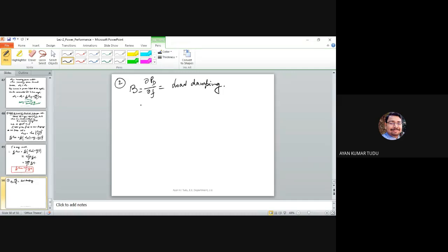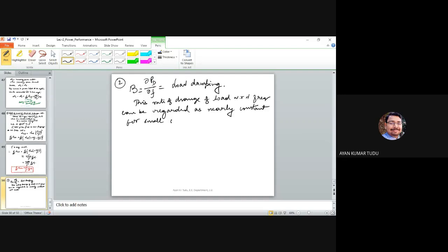Okay, so what we can consider is that this rate of change of load with respect to frequency can be regarded as nearly constant for small changes in frequency delta f, and can be expressed as del PD by del f into delta f, which is nothing but B into delta f.